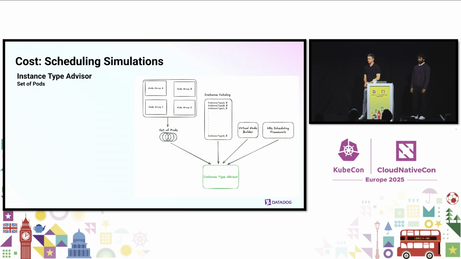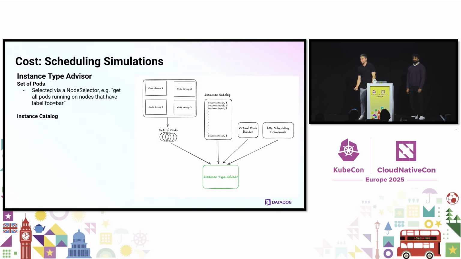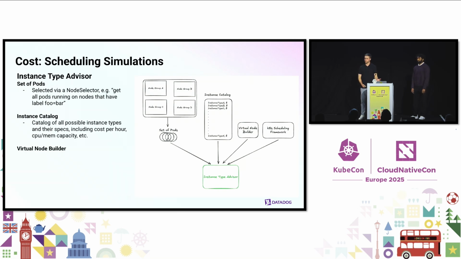So as an input to the advisor, we have our set of pods, which we can select via a node selector. For example, get all pods running on nodes that have label foo equals bar, or concretely for us, get all pods that are running on the nodes of our node group set. The next thing we'll pass to the advisor is an instance catalog, which is a catalog of all possible instance types that we could use, including their specifications like cost per hour and CPU and memory capacity.